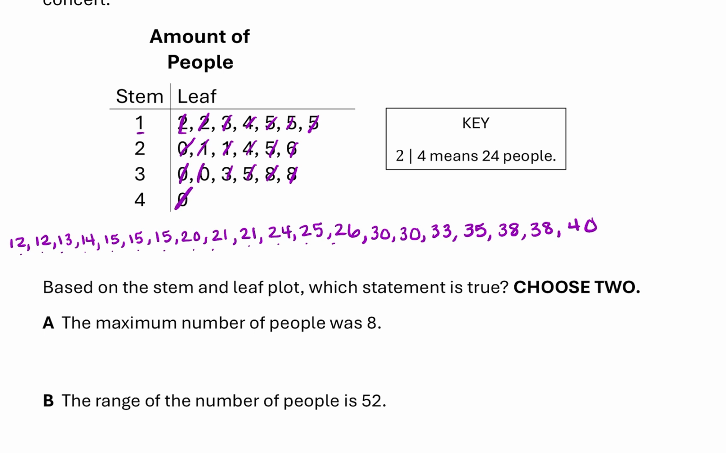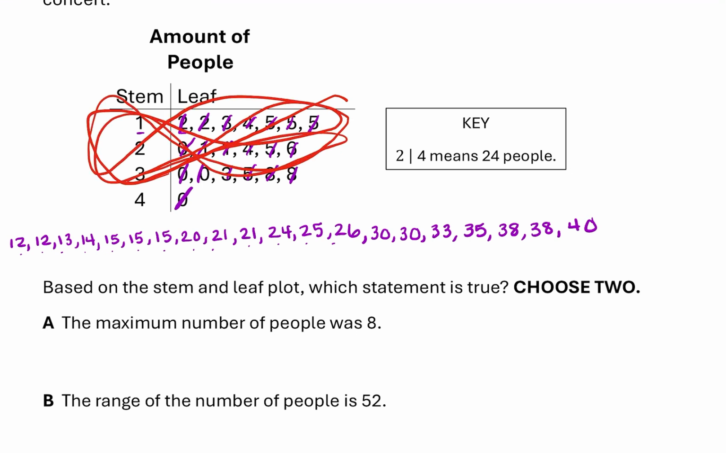All right, so now that I have my list, remember, I'm not looking at this anymore. I am only looking at my list of numbers to answer my questions. So first thing, on your notes, it does not say choose 2 because I forgot to write that in. So go ahead and write that in. There are 2 correct answers. So based on the stem and leaf plot, which statement is true?